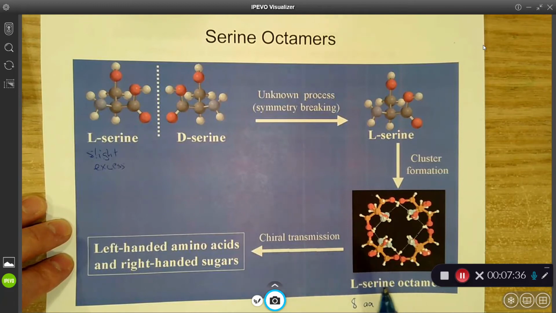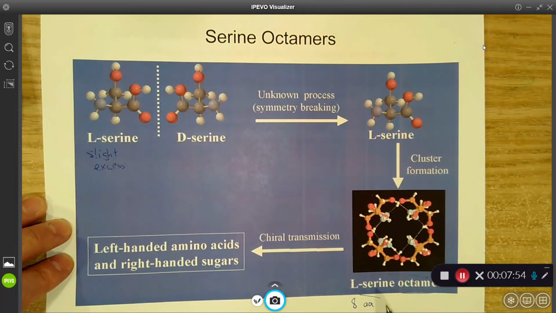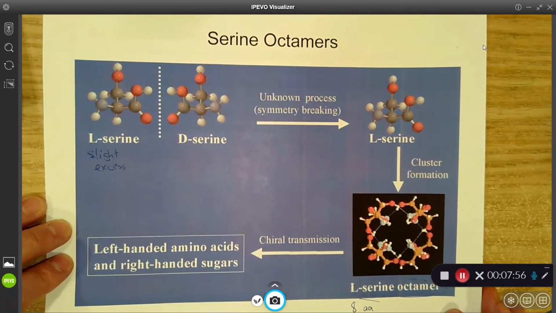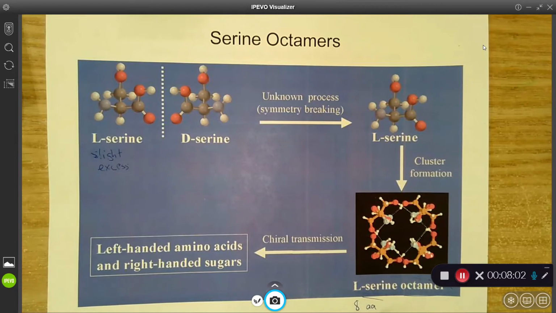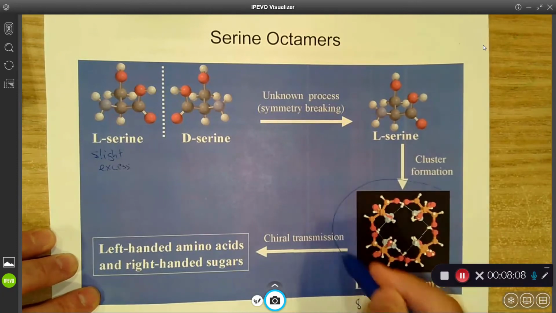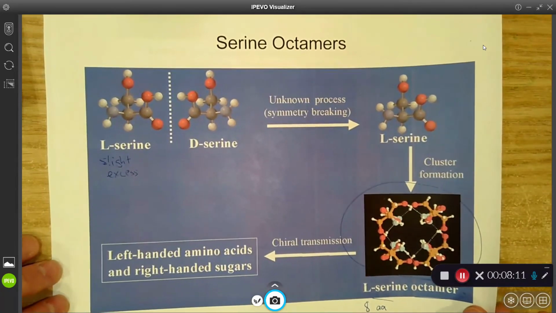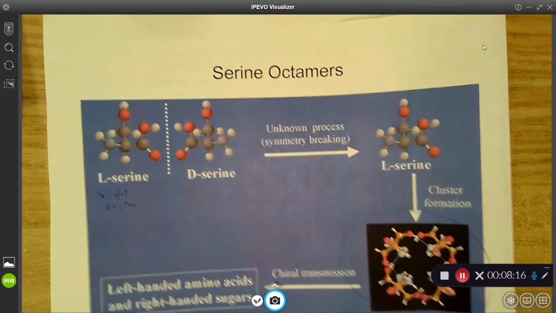So if there is circularly polarized light around, the losers from this process would include D-amino acids and even things like right-handed sugars. We'll talk more about that later. However, in this octamer, only the L-serine amino acids will form this. You can't add a D-serine to this, okay? So these amino acids prefer themselves, and they will literally hydrogen bond and physically bond with one another to withstand harsh conditions even better.